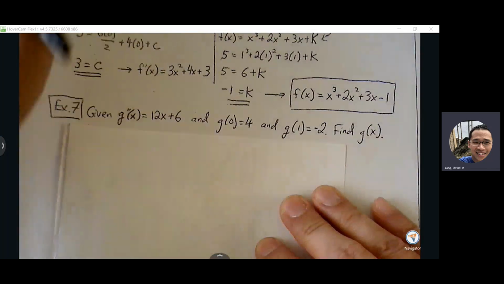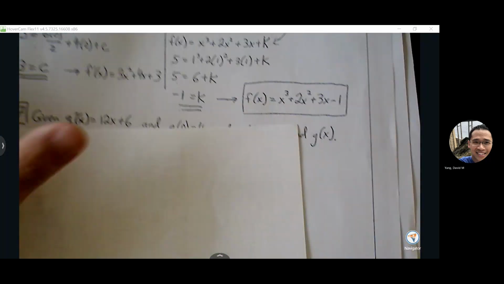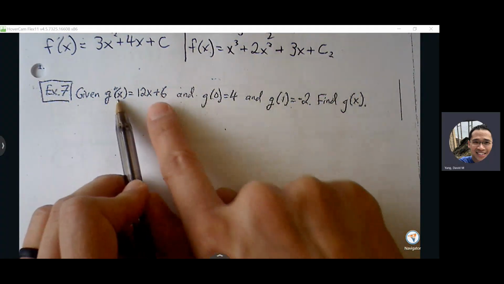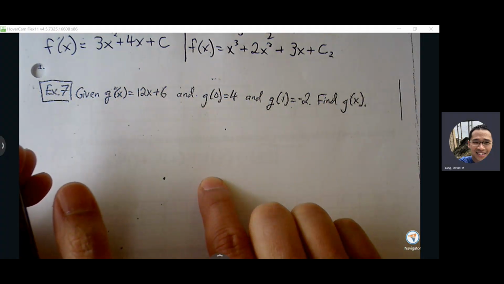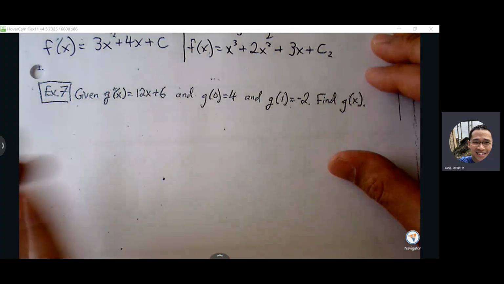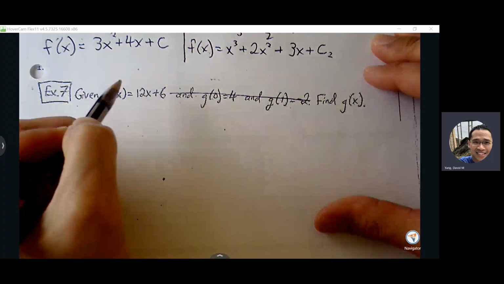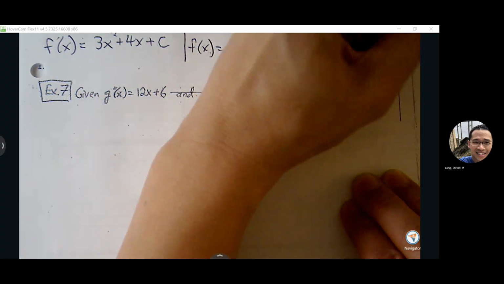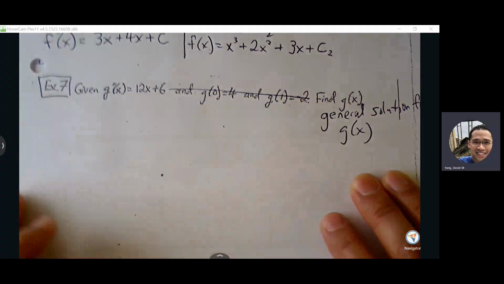Okay, let me do example 7 real quick here. Example 7. Okay, so now same idea. We want to move our way from g double prime back up to g of x. But let me change the instruction here. Let me say find g of x, but find the general solution for g of x.